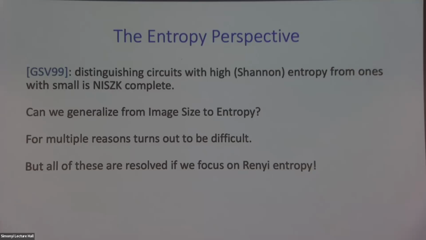So just to remind you, Renyi entropy is the log of 1 over the collision probability, where the collision probability of a distribution is just, you take the distribution and sample twice, and that's the probability of getting a hit. Or it's proportional to the L2 norm of the description of the distribution.